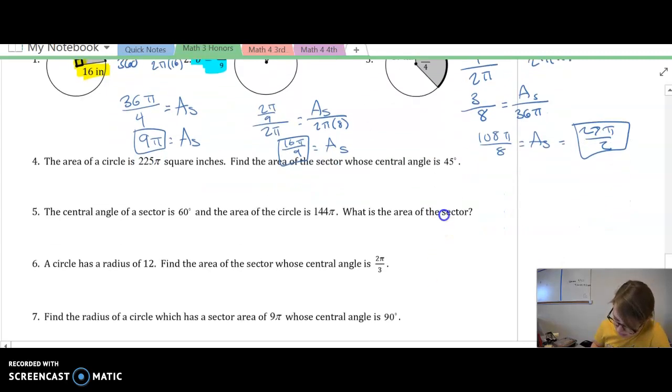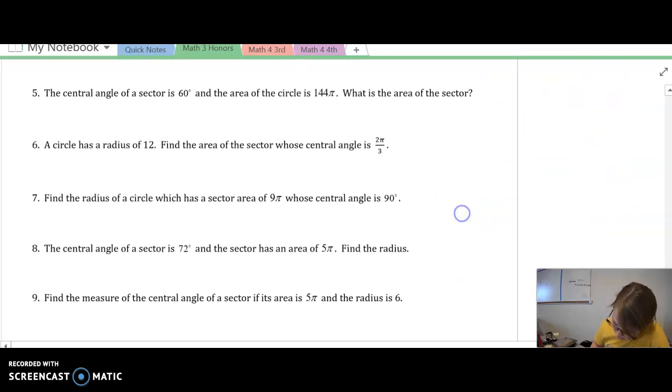Alright, so now let's move on to number 7, because just like with arc length, not always you're going to be solving for the area sector, you're going to be solving for something else, but using that formula. So we have find the radius of the circle, and it has a sector area of 9 pi, and the central angle is 90. So I'm going to quickly draw a picture.